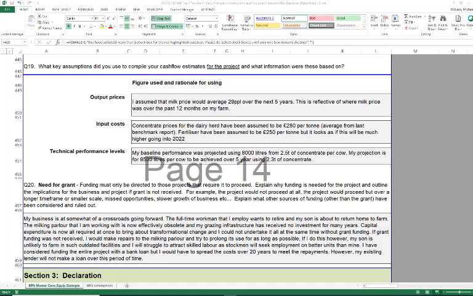Question 20 relates to the need for grant. Public funds should only be directed to those projects required to proceed. Explain why funding is needed for the project and outline the implications for the business and the project if grant is not received. For example, the project would not proceed at all, the project would proceed but over a longer time frame or smaller scale, or would miss opportunities due to the slower growth. Explain what other sources of funding other than the grant have been considered and ruled out, and provide evidence where available.